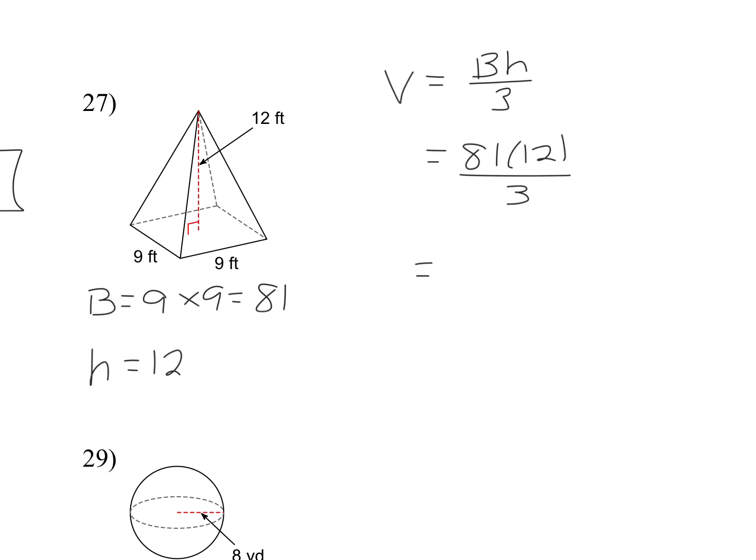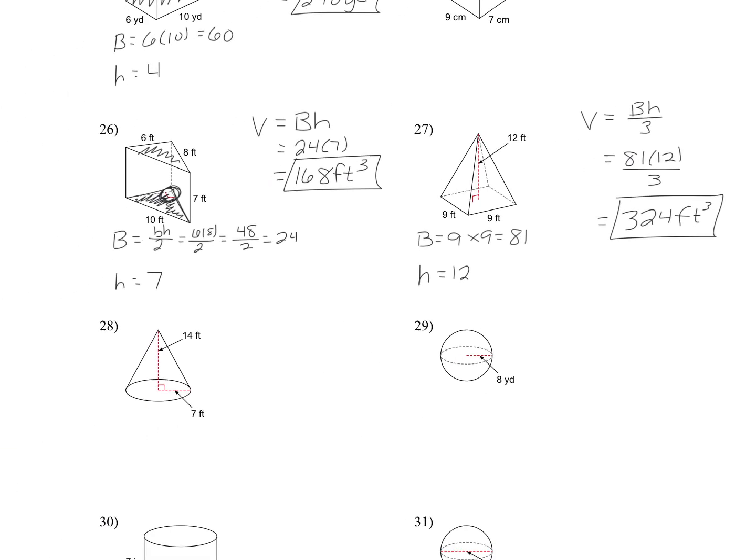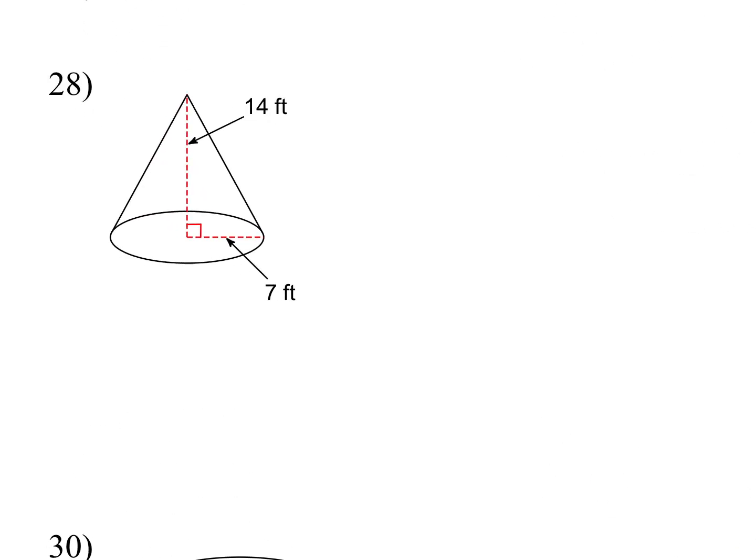What has to happen first? Yep, the divided by 3 is going to come last for all of these volume ones. Okay? What's our final answer? 324 feet cubed. Yep, 324 feet cubed. Couple more I want to look at. Let's look at number 28.